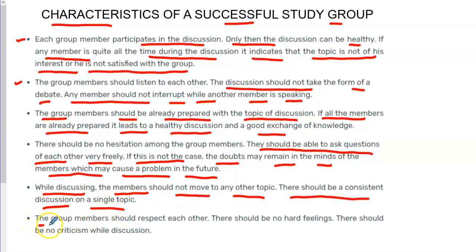And then the last one is the group members should respect each other. And by this, I mean respect each other's views, respect each other's perspective, respect each other's background. There should be no hard feelings. There should be no criticism while discussion. You can differ in view, but you don't harshly criticize someone else's view.